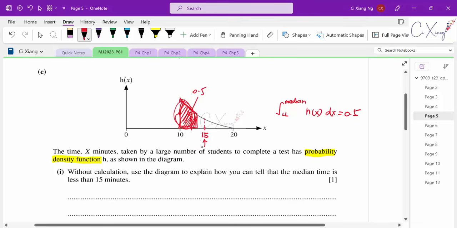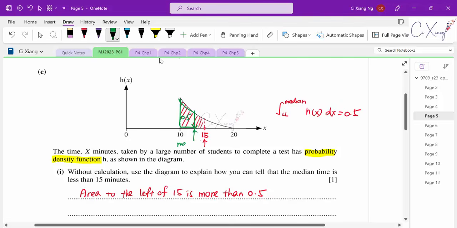Okay, so to tell them about this, you can write it like this: the area to the left of 15 is more than 0.5, which means if I consider the area from 10 until 15, this particular area definitely is more than 0.5, or the 0.5 might be reached earlier, before 15. Okay, so if let's say this is 0.5, then this is the median, and from here you can see very clearly that the median should be less than 15. Okay, so this is how we verify it.